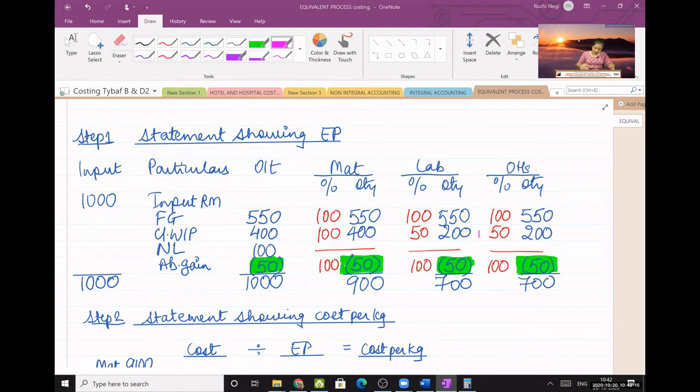Anjali, I'll send the screenshot of the sum in the group. Don't worry. Just understand right now first.